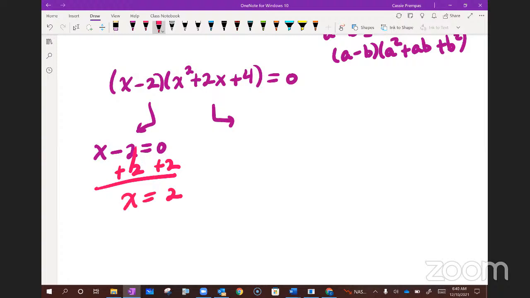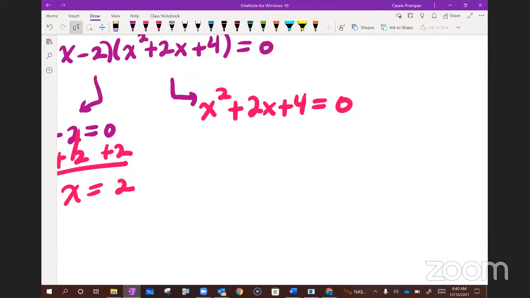This one's so easy. I just add 2 to the other side and x is equal to 2. So beautiful. The other one, it's a little tougher, I'm not going to lie, because it's not solvable by factoring. If I tried to factor, no go, it doesn't work. So what do I do? Oh, quadratic formula. So let's use it again.